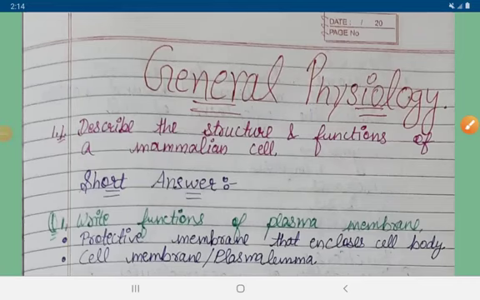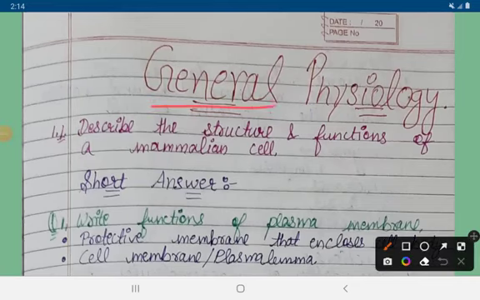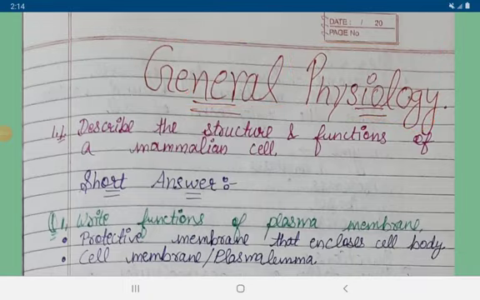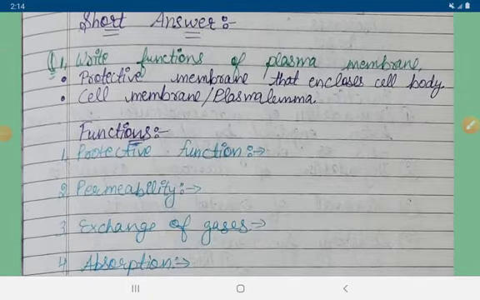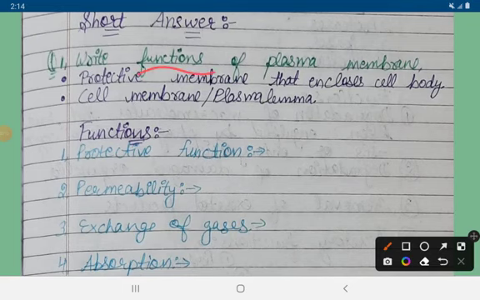Today we will learn about general physiology. In general physiology, first we will do the functions of plasma membrane. First we will learn about the functions of plasma membrane. It is a protective membrane that encloses the cell body, and it is also called cell membrane and plasmalemma.